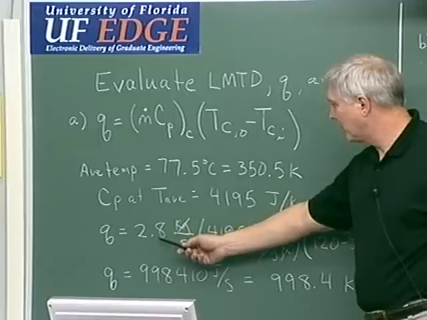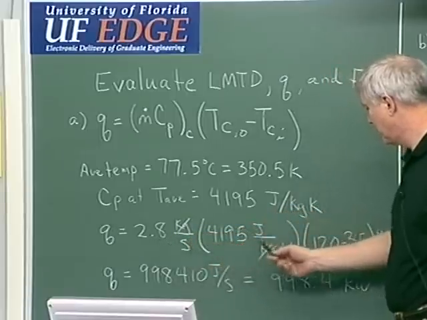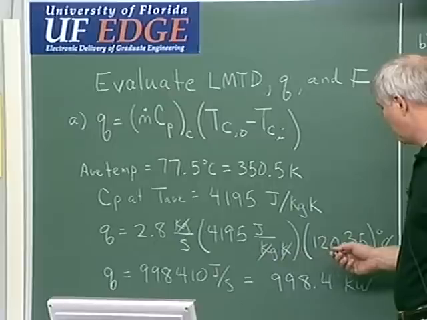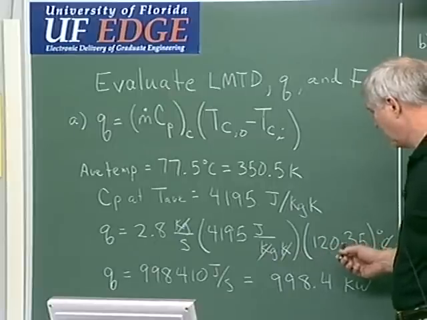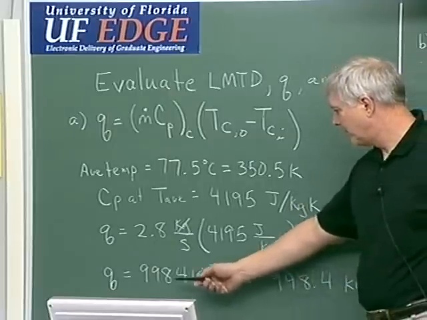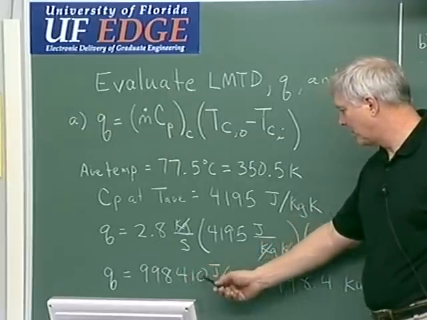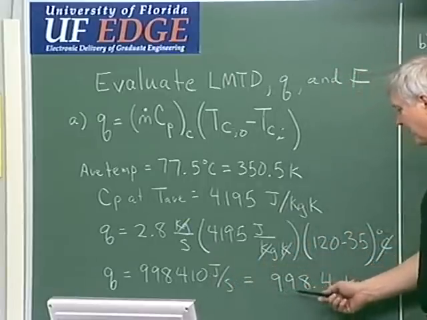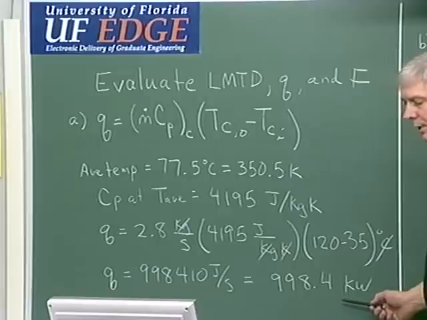For our cold flow, we had 2.8 kilograms per second, and our temperature out was 120, temperature in was 35, and we get a Q of 998,410 joules per second, although we normally express this in kilowatts, so that would be 998.4 kilowatts.